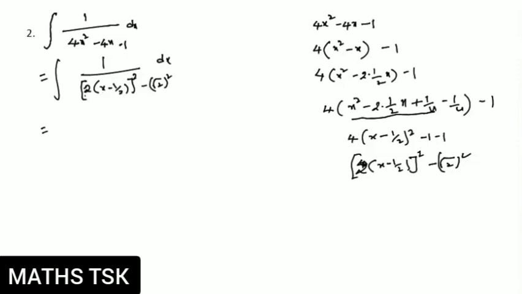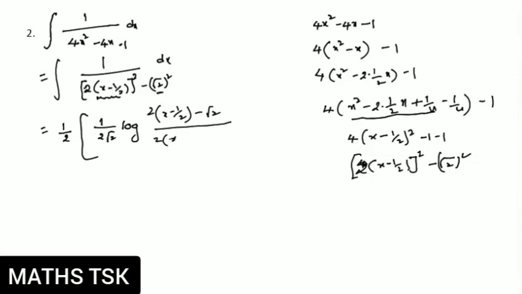First of all, the x coefficient is 2, so I write it as 1 by 2. Since I consider it as 1 by 2, now I consider this as x square and this as a. The formula is 1 by 2a log of x minus a by x plus a, which is 2 into x minus 1 by 2 minus root 2 by 2 into x minus 1 by 2 plus root 2.